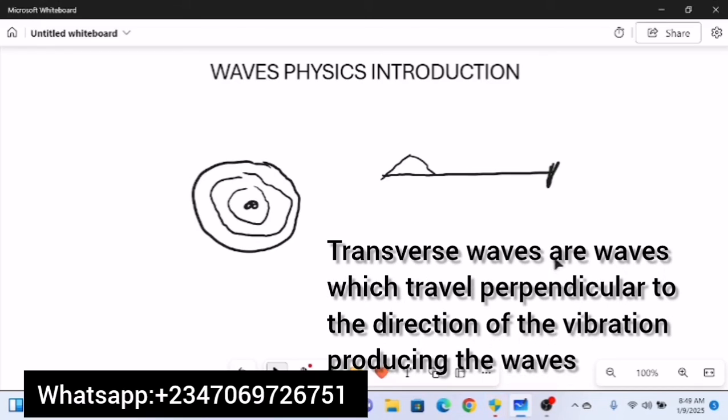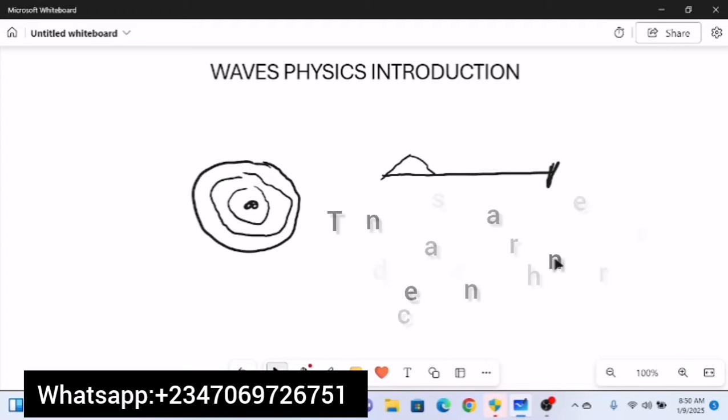Now, transverse waves are waves which travel perpendicular to the direction of the vibrations producing the waves. Now, I'll give an example. Considering the cord which we used earlier for our introduction, this can also be called a string. This is a good example of a transverse wave, waves on a cord. So I have the direction of wave which is in this manner. Now this wave can come down here and then move again up, and then come down and then move again up.